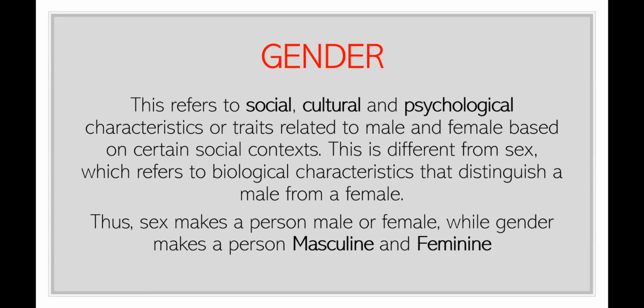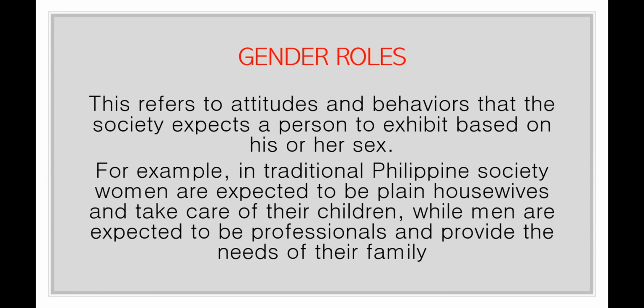Now, if sex has two categories, which is males and females, gender also has two types. We have masculine and feminine. So next, we have the gender roles. When we say gender roles, this refers to attitudes and behavior that the society expects a person to exhibit based on his or her sex.